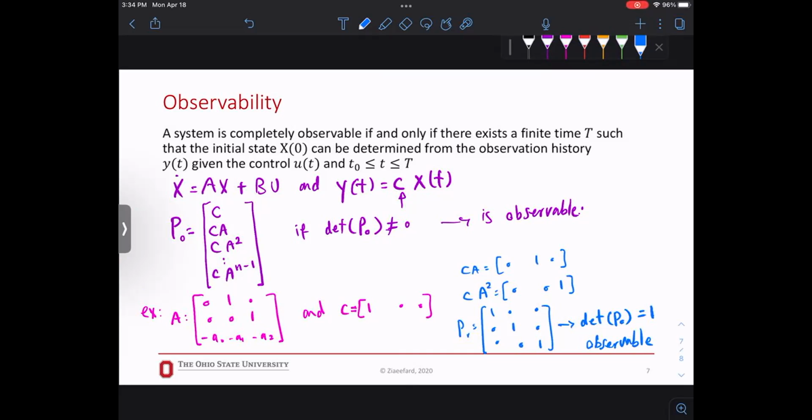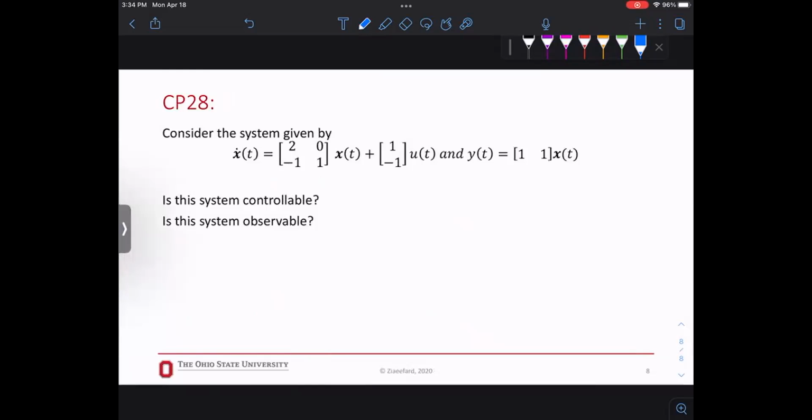Now, for your class participation, I chose a system, and I want you to check if it is observable, if it is controllable. There is some time left. If you want to do it now, you can. If not, you can go home.